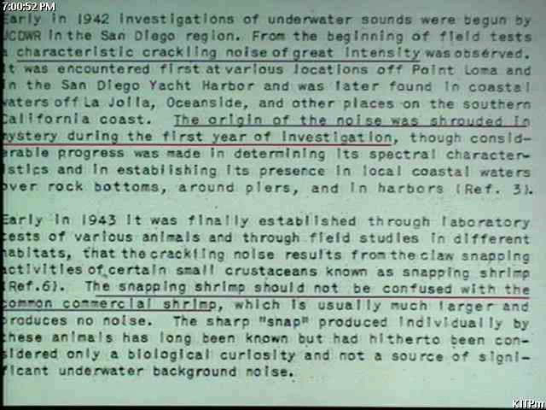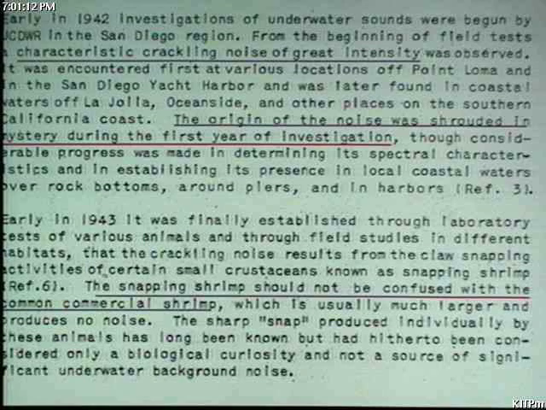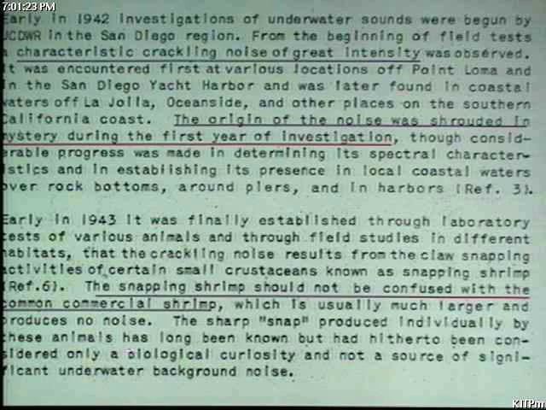Then early in '43, it was finally established through laboratory tests of various animals and through field studies, et cetera, et cetera, that the crackling noise results from the claw snapping activities of certain small crustaceans known as snapping shrimp. Now, the snapping shrimp should not be confused with the common commercial shrimp, which is usually much larger and produces no noise, unless when you eat them. The sharp snap produced individually by these animals has long been known, but it had hitherto been considered only a biological curiosity and not a source of significant underwater background noise.